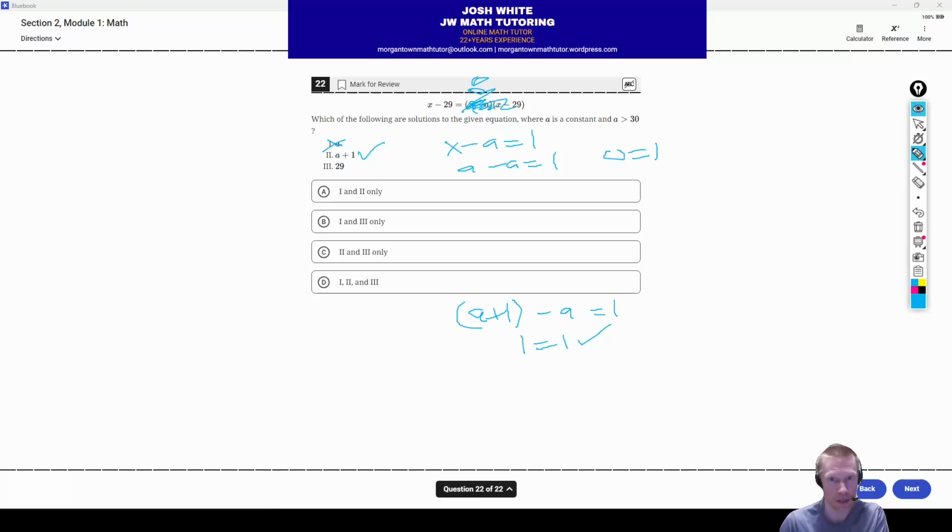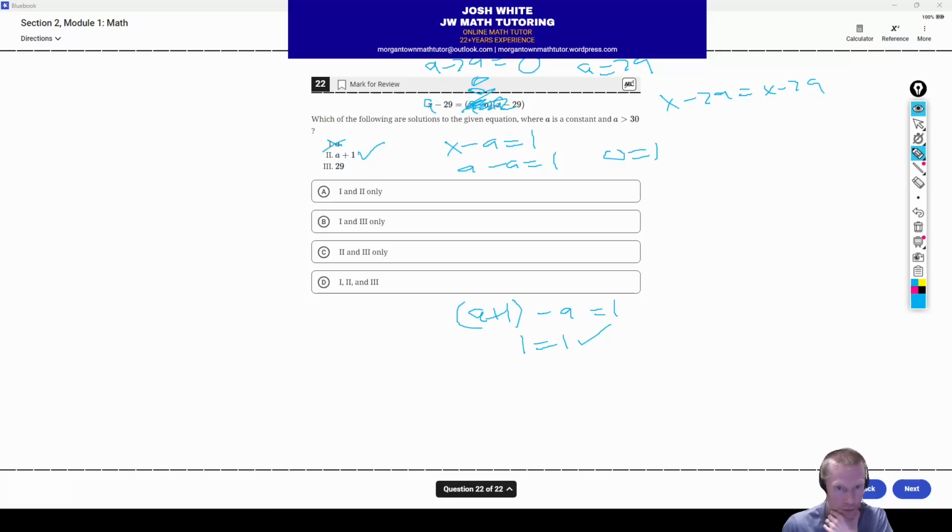Or actually, sorry, we need to plug in a for both of these things. So we would actually get a minus 29 equals 0. And then if you tried to solve that for a, notice you get a equals 29, but that does not meet the condition of the problem. The problem says a is greater than 30. So that's just further proof of why the first possibility is wrong. Now, we already confirmed that the second one is correct because if you plug in a plus 1, then the a's cancel out and you just get x minus 29 equals x minus 29. Okay, good.